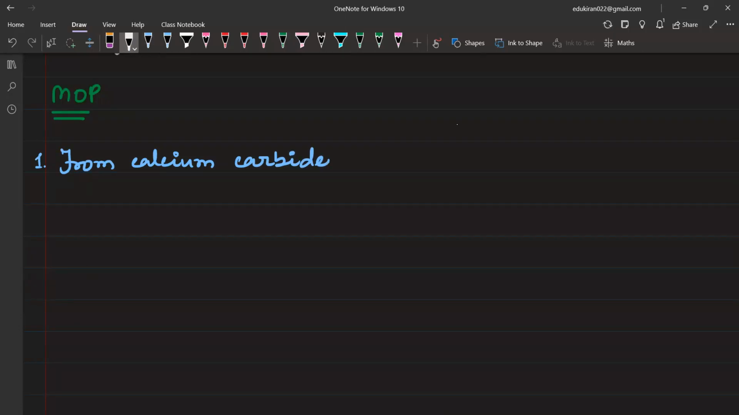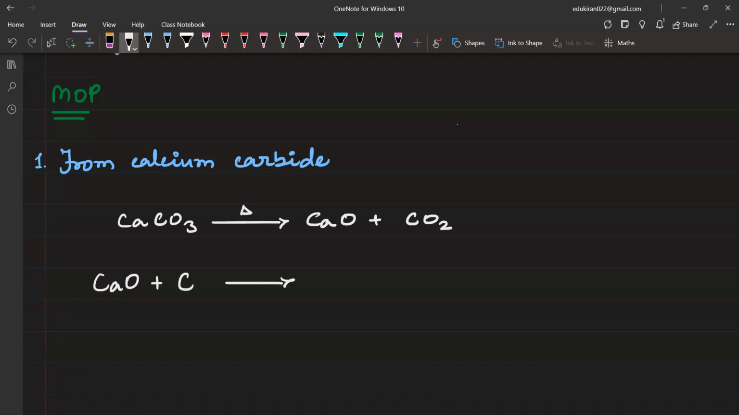In calcium carbide, what do we do? First of all, how do we make calcium carbide? You have to understand that we start with calcium carbonate. We heat it to form calcium oxide and carbon dioxide. Once we get calcium oxide, we react this with carbon. And here we get calcium carbide, CaC2, plus carbon monoxide. This is calcium carbide.